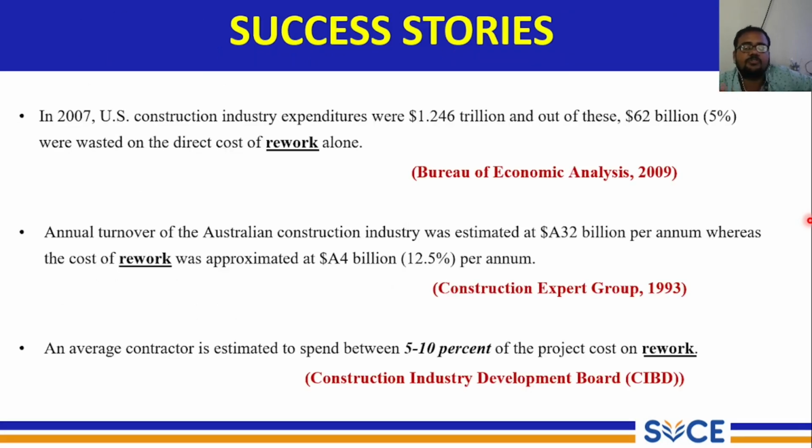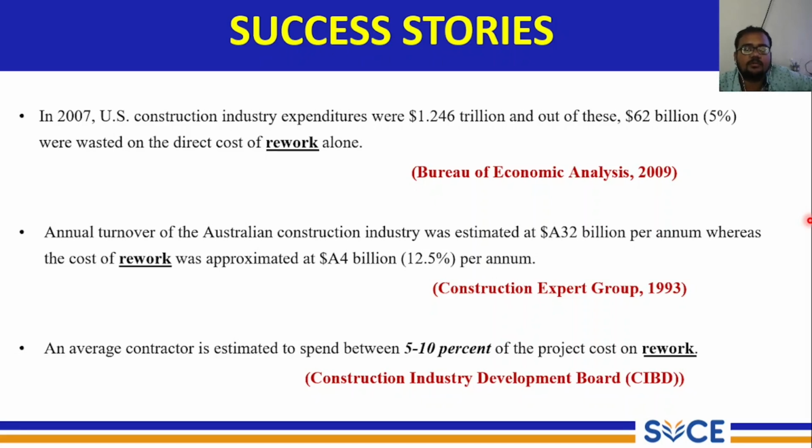Now, a few of the success stories where cost of poor quality has been found to be reduced to a greater extent. One such is from the US construction industry. This is news from the Bureau of Economic Analysis in the year 2009, who found that the industry expenditures are closer to $1.2 trillion, and out of that 5% were wasted on direct cost of rework alone. Through effective analysis, they found out that they were able to reduce it. See, 62 billion is not a meager amount, right?